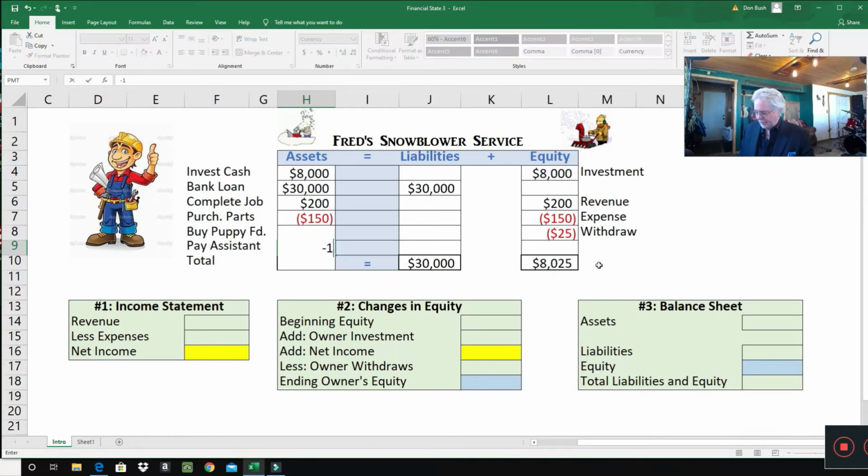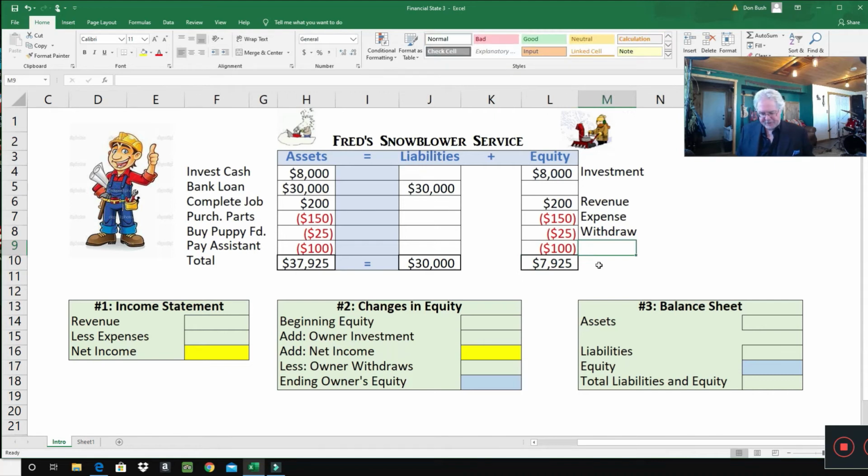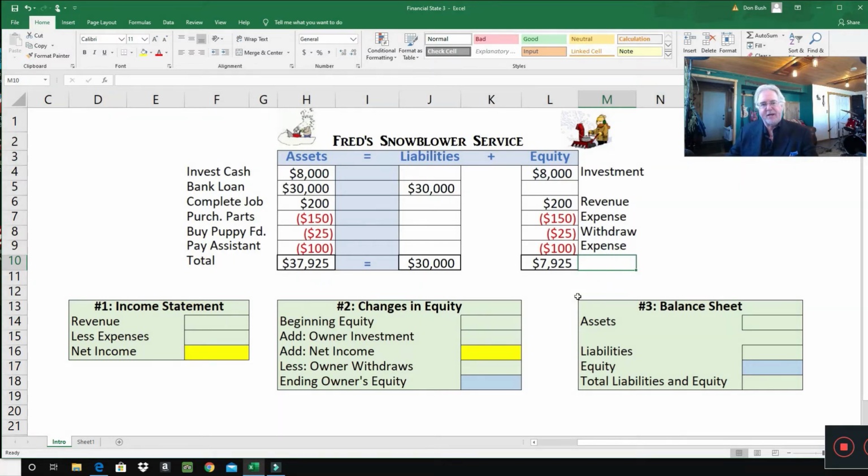So I'm going to put a negative $100, and Fred did in fact pay that money out. He does not owe it, but he paid it out. So that's a negative $100. And I'm going to call that an expense also. And the reason why, that's money going out from Fred doing the job. Well, in this case, the assistant doing the job. But it's a cost of doing business. It's a cost of operating that business. So it's an expense.